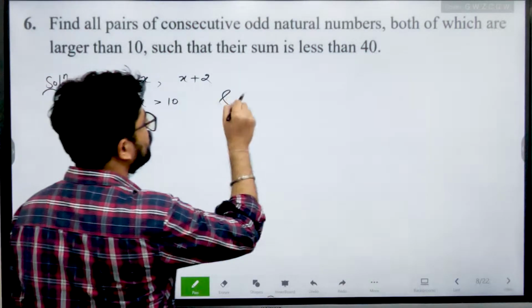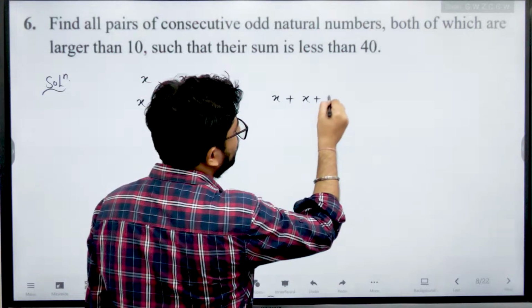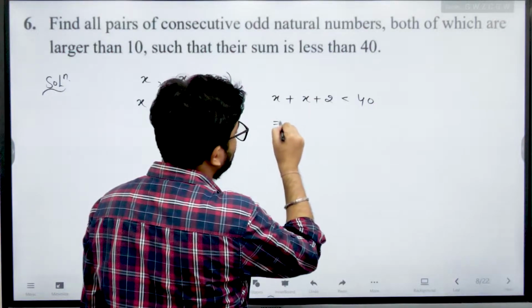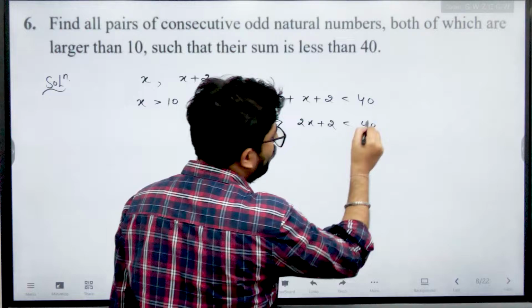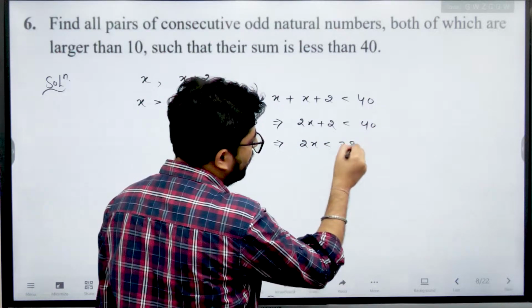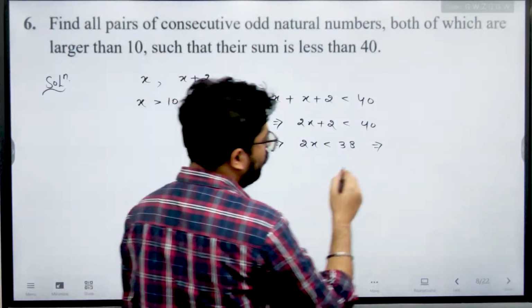And such that their sum is less than 40. The second condition is their sum, x plus x plus 2, must be less than 40. So from here you can say 2x plus 2 less than 40. So from here you can say 2x less than 38. Subtract 2 from both sides. Now divide by 2 on both sides.